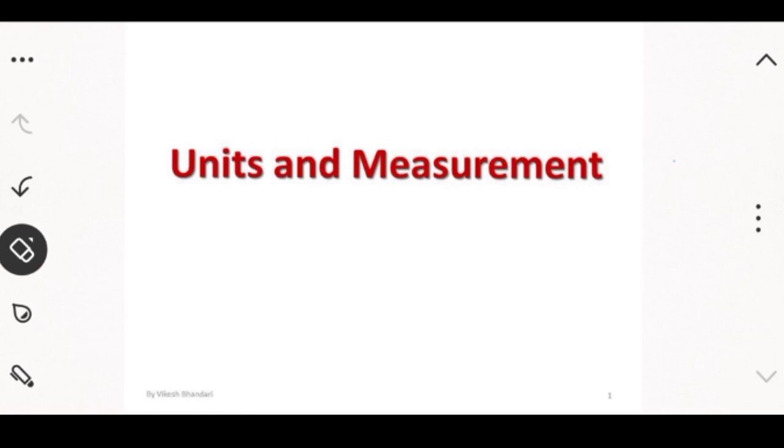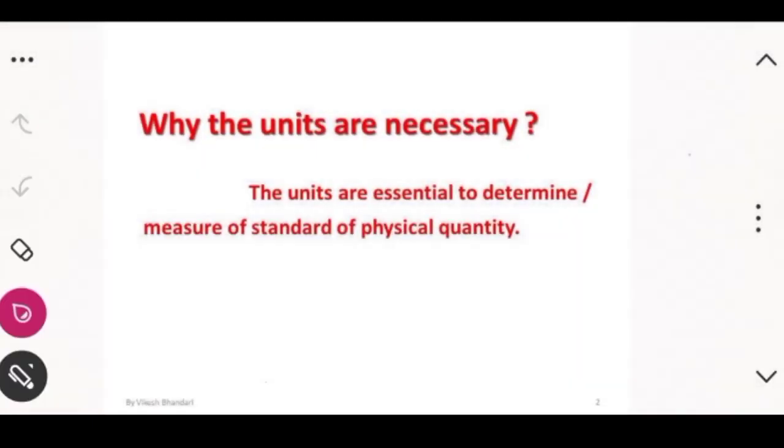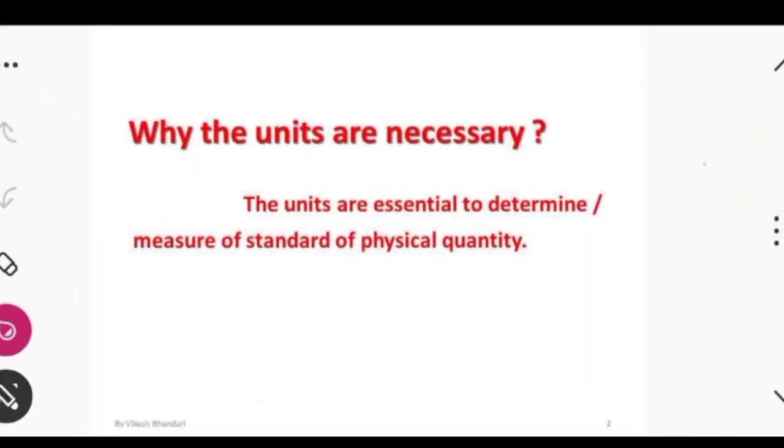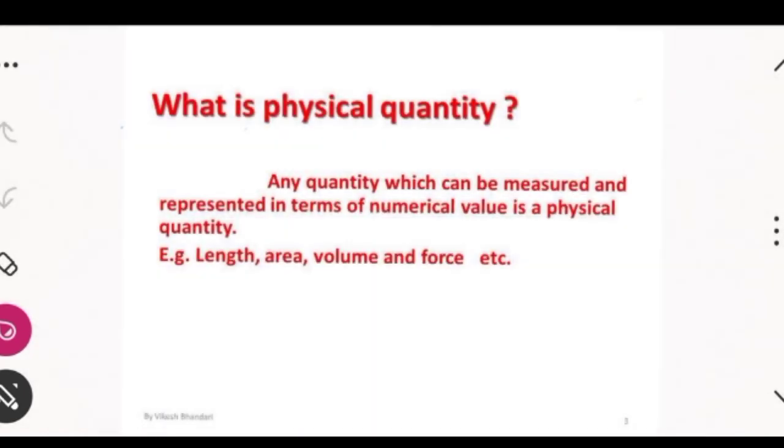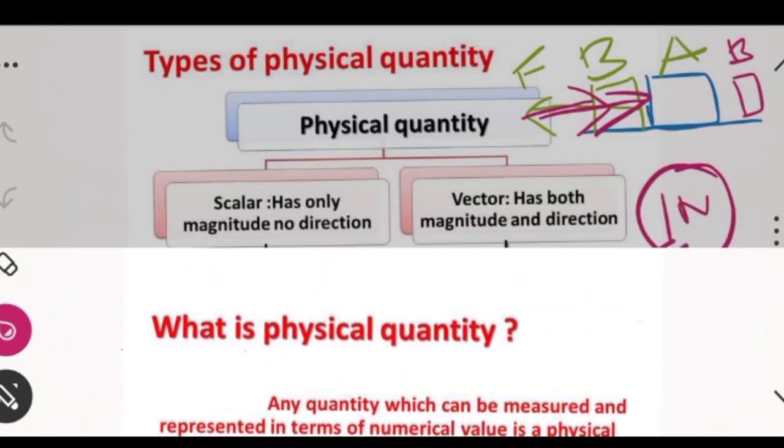Before going to that, we will briefly discuss the last session. First, we discussed the units and why units are necessary. Units are essential to measure the standard of a physical quantity. Next, we discussed what a physical quantity is. Physical quantities are those which are represented by numerical values as well as units.